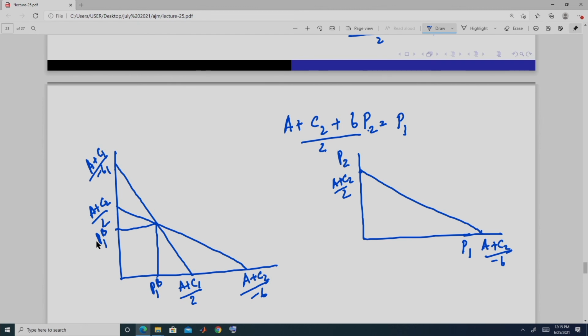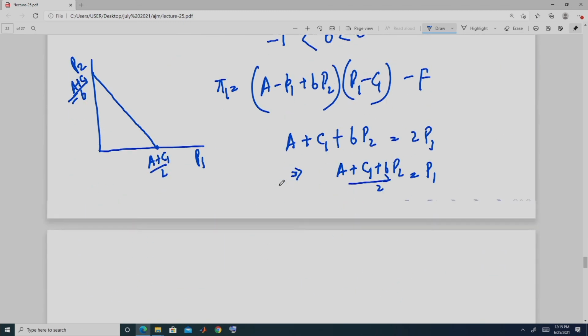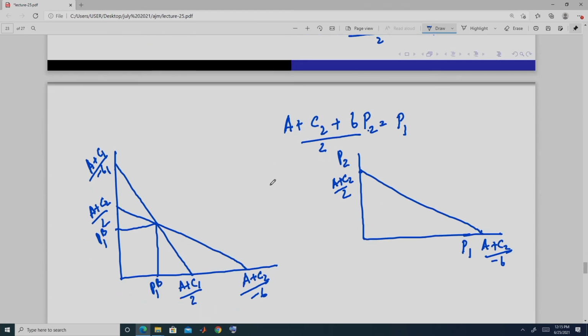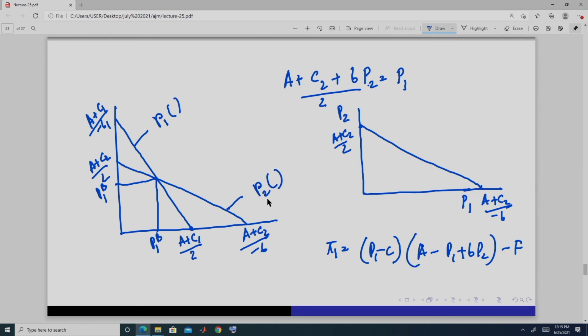Now, in this case what have we done? We have assumed that the goods are complementary and firm 1 chooses price first, firm 2 chooses price second, and the isoprofit curve is this. Now, when P2 increases, since B is negative, this is going to go down. So, profit in this direction is going to go down. Reaction function of firm 1, reaction function of firm 2.